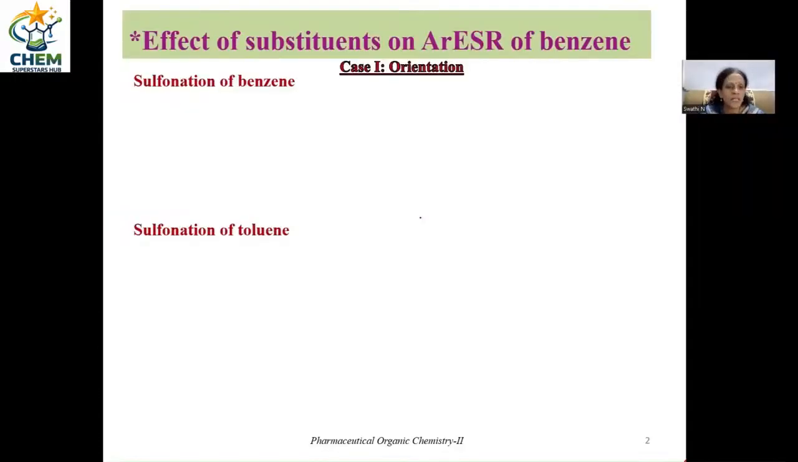So each of these cases will be further explained with the help of two examples. Mainly sulfonation of benzene versus toluene and nitration of benzene versus nitrobenzene. These two examples will be discussed. Now let's get into the topic. In this, the first example is sulfonation of benzene versus toluene.